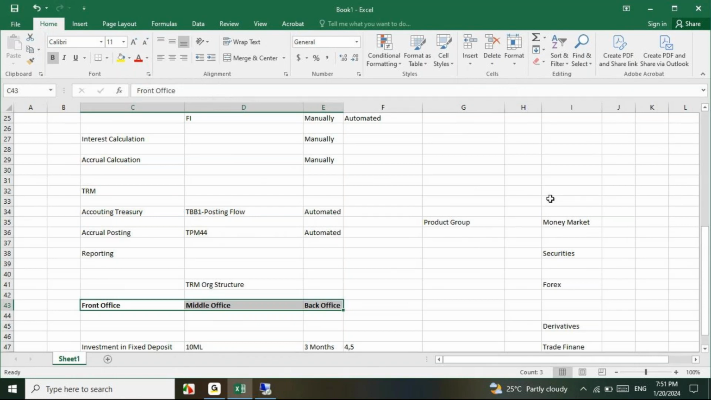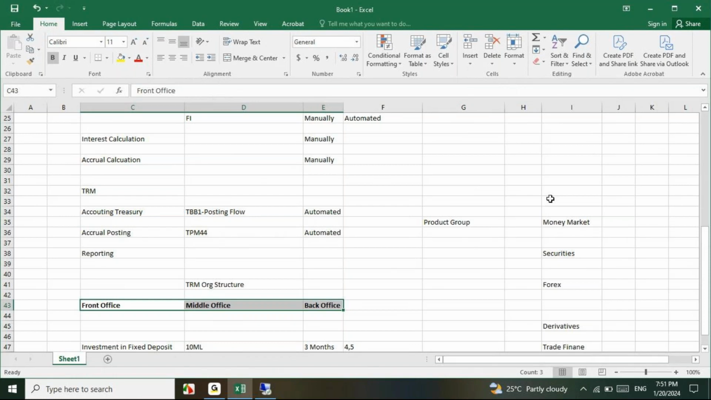For example, if you make an investment, what is the start date initially? It will give you a report: this matures on this date. If you want to do any partial withdrawal that impacts your existing rate of interest, it will take care of that. It will also take care of your month-end activities, any process that can be mapped in the SAP TRM module.